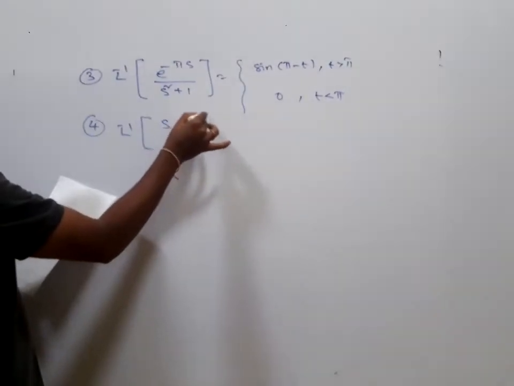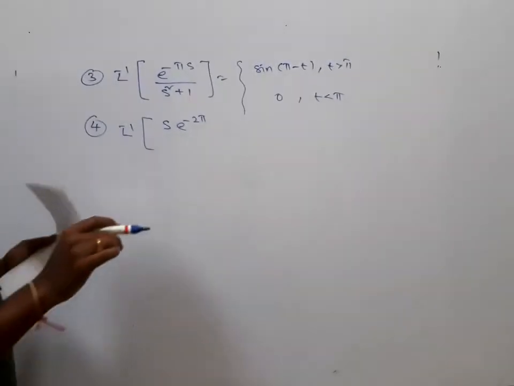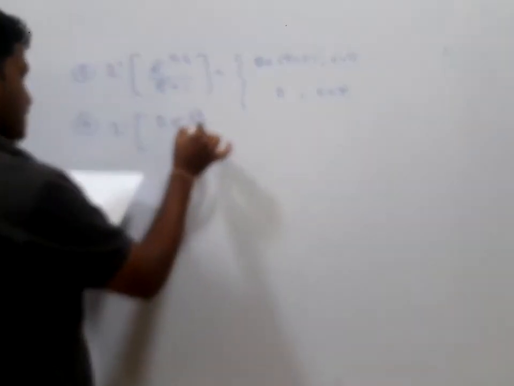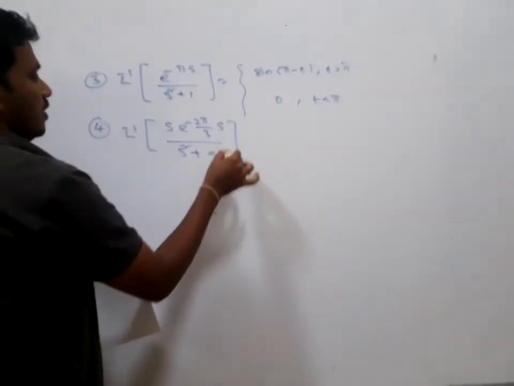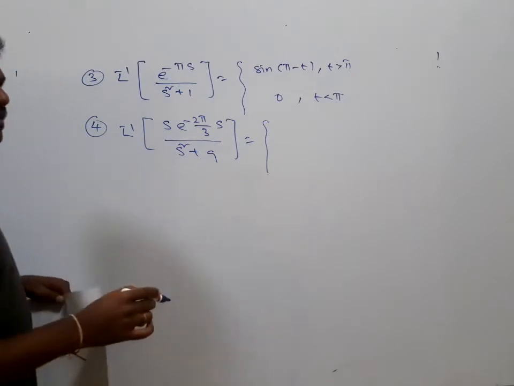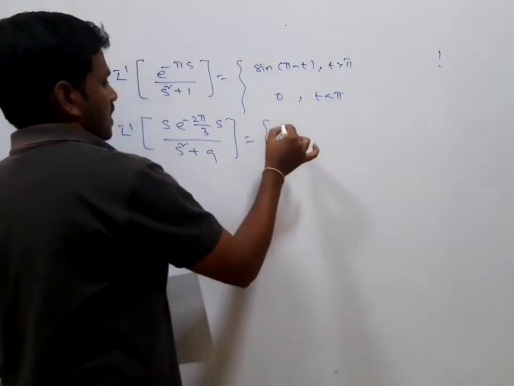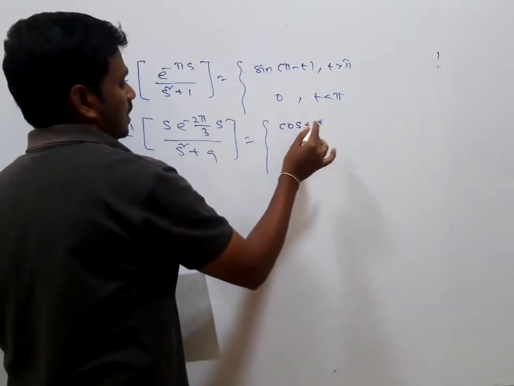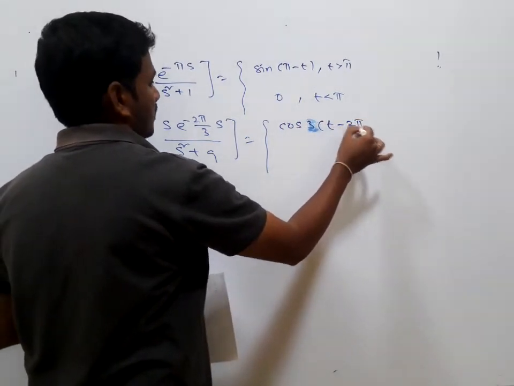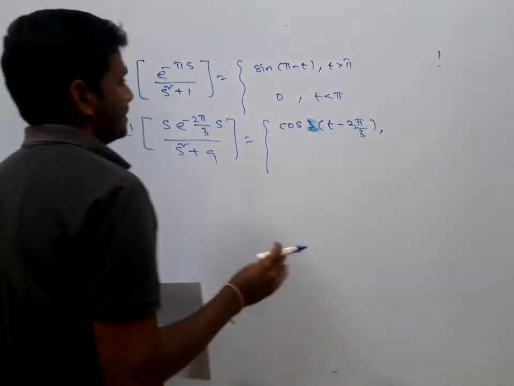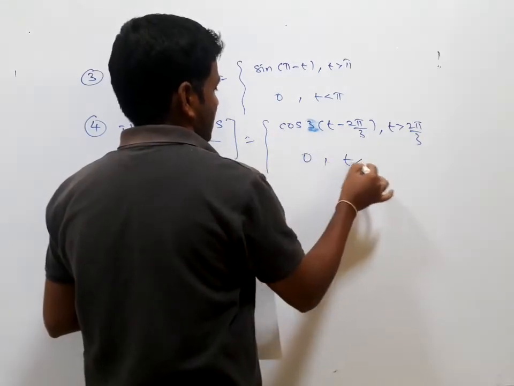E to the power of minus 2 pi by 3s, over s square plus 9. You may write sin of 180 minus theta, that is sin theta, that is clear. What do you expect the answer to be? S divided by s square plus 3 square, cos 3t, actually cos 3t, no? So which is cos of 3 into (t minus 2 pi by 3) for t greater than 2 pi by 3, 0 for t less than 2 pi by 3.